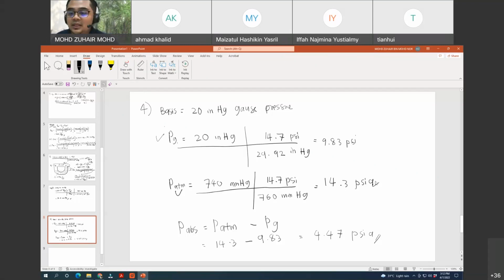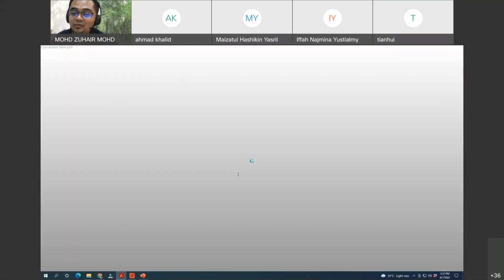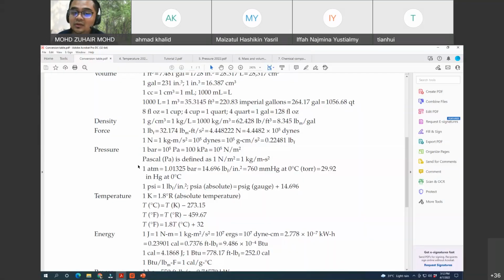For pressure, again, you can see there will definitely be a lot of unit conversion. So again, I would like to remind you to be familiar with the conversion table. If I were to ask this kind of question in the test or in the exam, I will check whether the question is something you can solve by referring to the conversion table. For instance, like that.